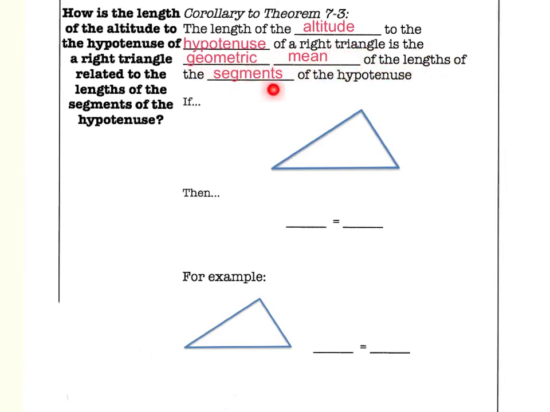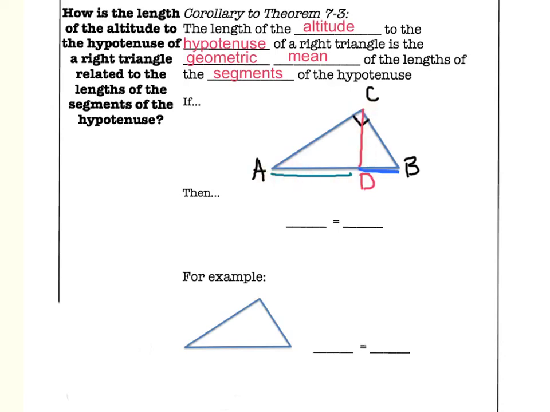So all this is really saying is that the length of the altitude to the hypotenuse, so from here to here, we'll call that CD, the length of this altitude is the geometric mean of the lengths of the segments of the hypotenuse. So the segments of the hypotenuse is just AD and also DB. So the altitude is the geometric mean of AD and DB.